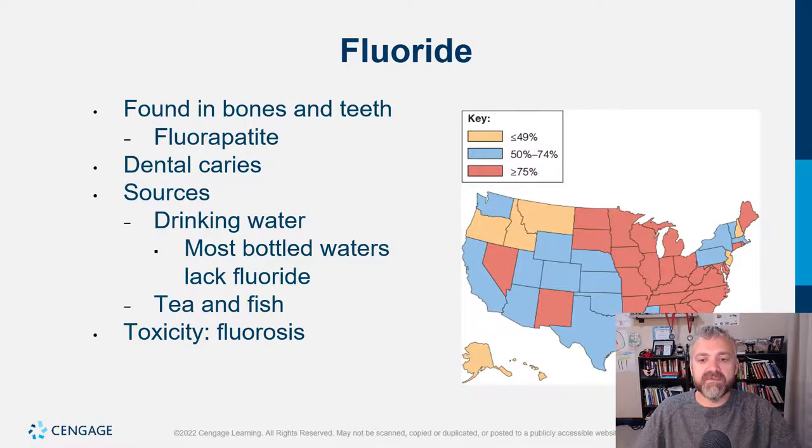All right, so fluoride, we'll spend a few minutes on this here. Fluoride is famous for being found in your bones, but especially in your teeth. It forms something called fluorapatite, similar to calcium hydroxyapatite, which is what your body does with calcium to make your bones and teeth stronger. A deficiency has been linked to dental caries or cavities. The primary source of fluoride would be drinking water, but if you're using things like Culligan or reverse osmosis or bottled water, they are not going to have fluoride. So you can find it in other places, but it's been added.